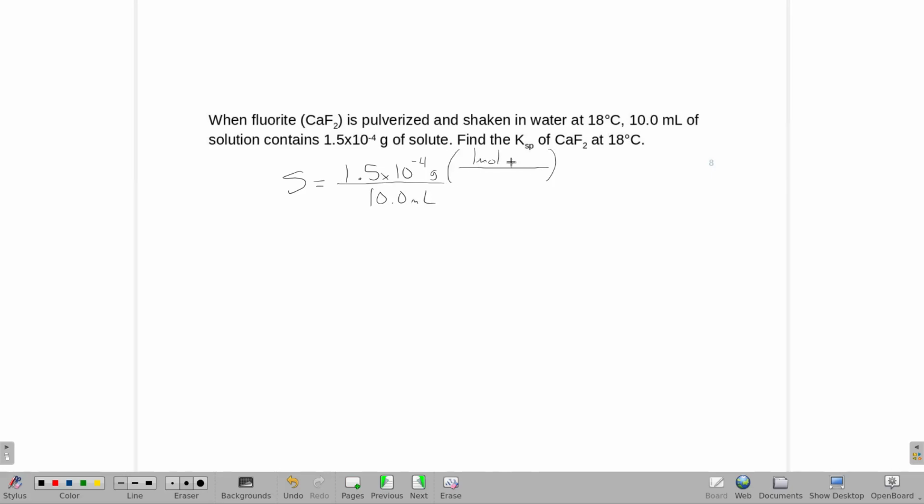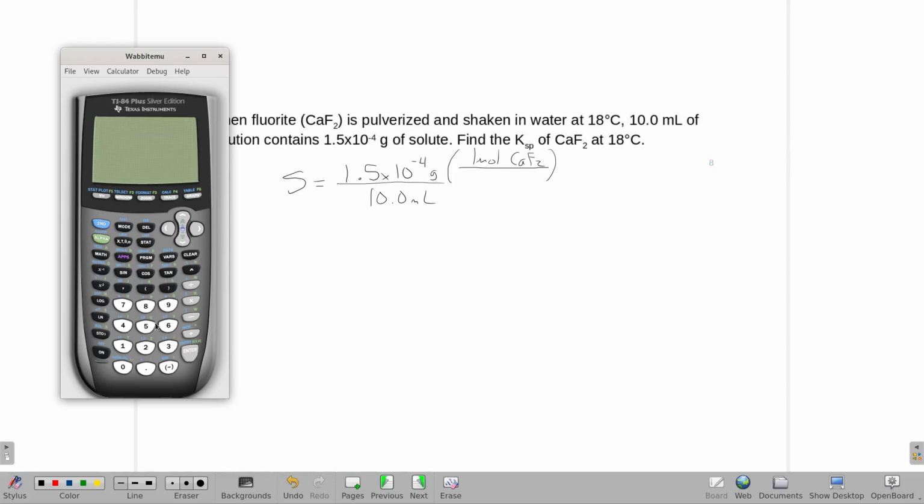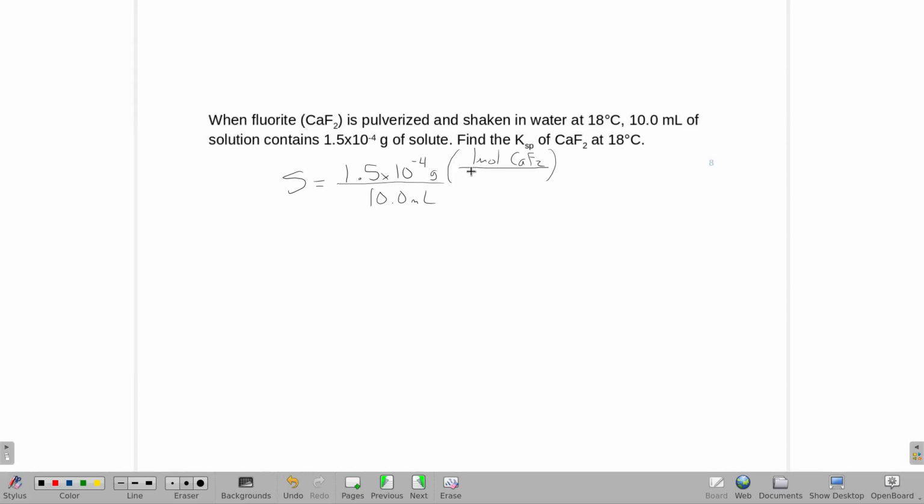So 1 mole of calcium fluoride this time. Let's see, what's the molecular weight of calcium fluoride? Calcium is 40.08. Fluorine is still just 19.00 grams. So calcium fluoride has a molecular weight of 78.08. And this needs to be converted again. Alright, so we're going to do that math here in just a second.